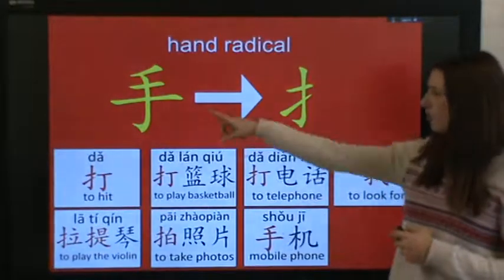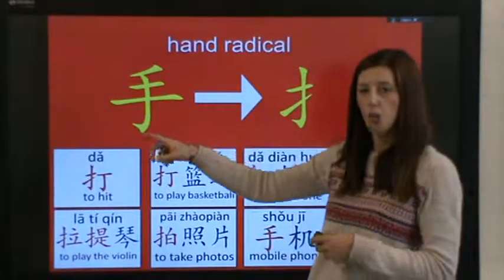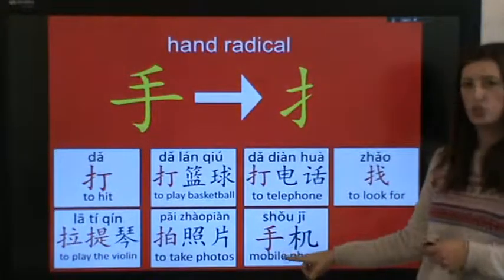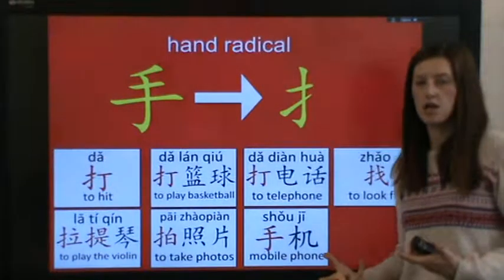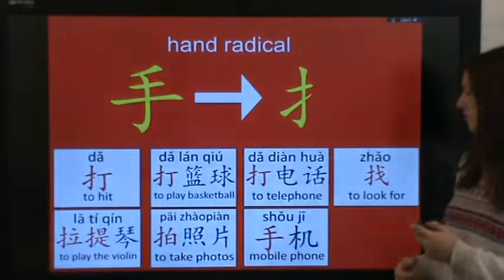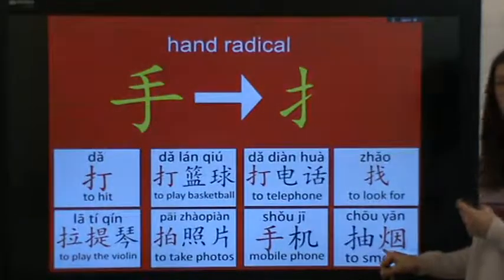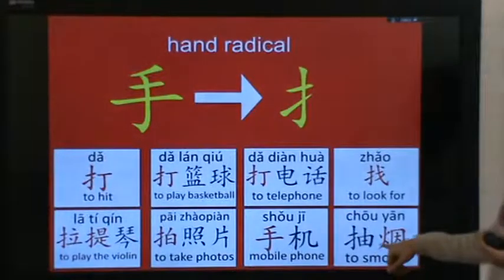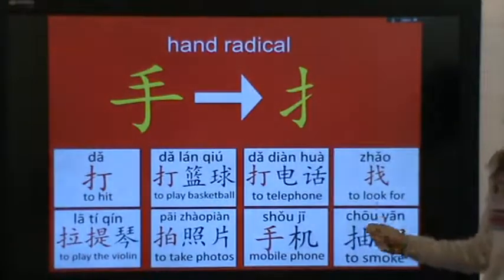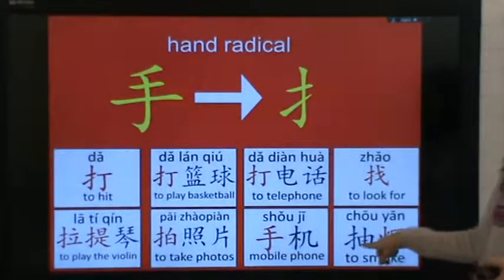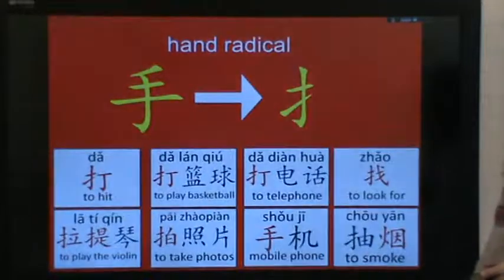Then we have the full character of 手, which is for hand, in 手机, literal meaning hand machine, but its term means mobile phone. And then finally, we have it in a verb that we saw in the previous video, which is 抽烟, which means to smoke. Literally, we smoke, holding a cigarette in your hand, so we've got the hand radical in our first character.